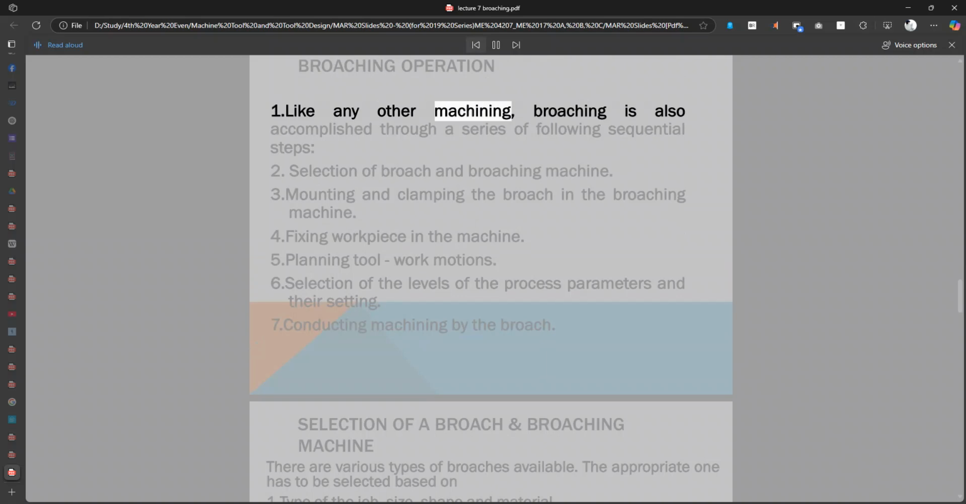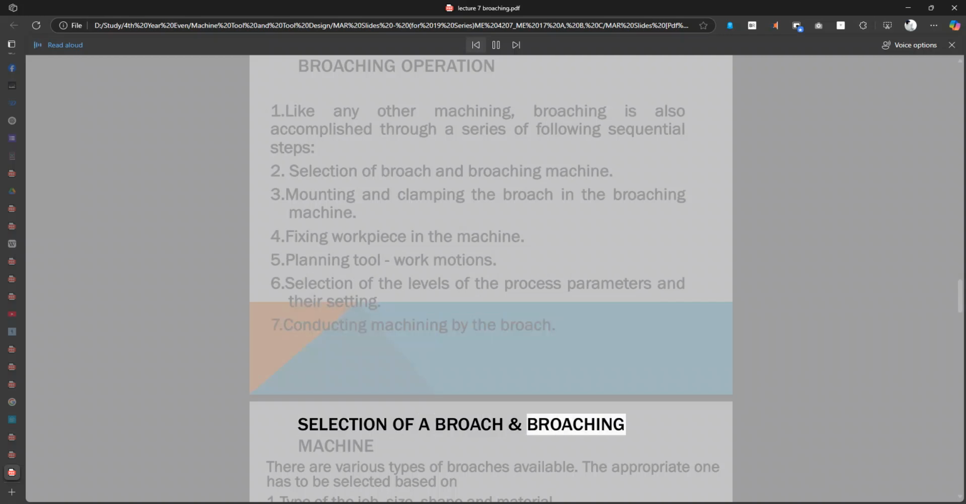Broaching operation. Like any other machining, broaching is accomplished through a series of sequential steps. 1. Selection of broach and broaching machine. 2. Mounting and clamping the broach in the broaching machine. 3. Fixing the workpiece on the machine. 4. Planning tool work motions. 5. Selection of the levels of the process parameters and their setting. 6. Conducting machining with a broach.